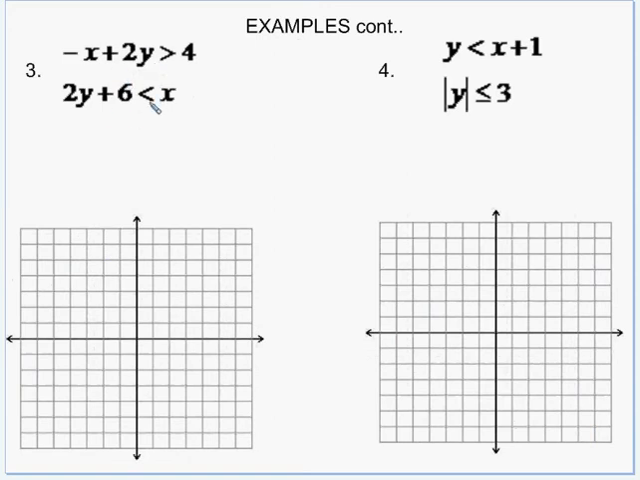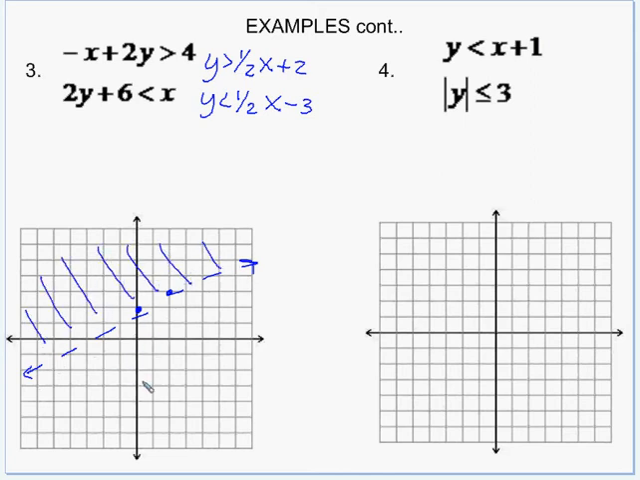Now our next equation, both of these need to be in our slope-intercept form. So for the first one, we're going to have y is greater than 1/2 x plus 2. Our second equation is y is less than 1/2 x minus 3. The first one we start at positive 2 and go up 1 over 2, and we'll have a dashed line through here and shade everything above.